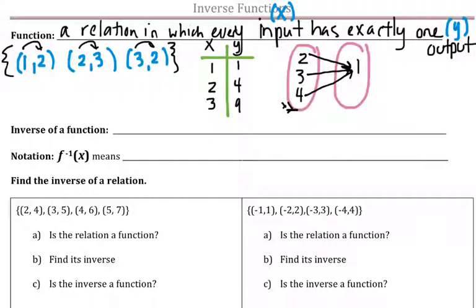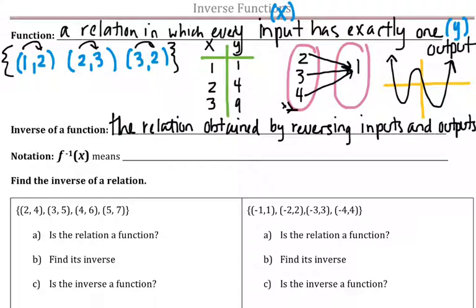Finally, the last way that you've probably seen these represented is graphically. And graphically we use something called the vertical line test. If I can draw a vertical line anywhere on the graph of a relation, then that relation is a function if the vertical line only touches the graph at one point. So now that we reviewed functions a little bit, let's talk about what the inverse of a function is.